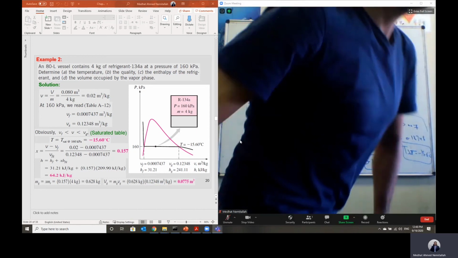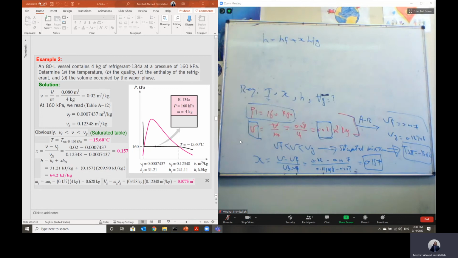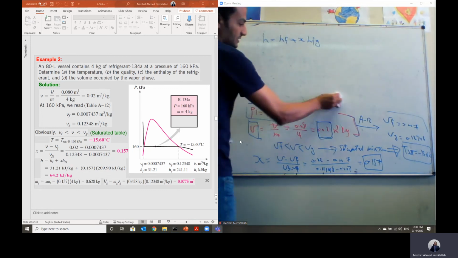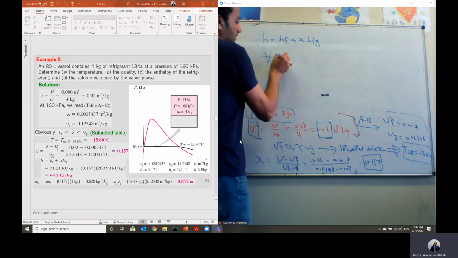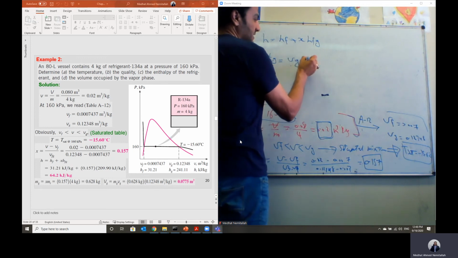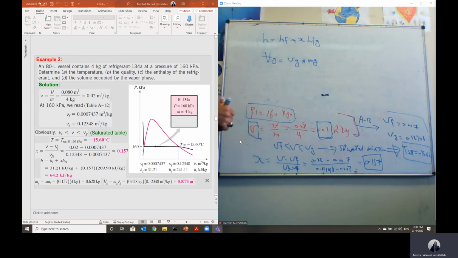Now, if I need to calculate the volume occupied by the gas in this case, how can we calculate it? We have saturated mixture, liquid plus gas. So the volume of the gas should equal to what? The specific volume V gas multiplied by the mass of gas, because the specific volume is equal to the total volume divided by the mass. We have the specific volume V gas already from the table. Then the volume will equal the specific volume V gas multiplied by the mass of gas.